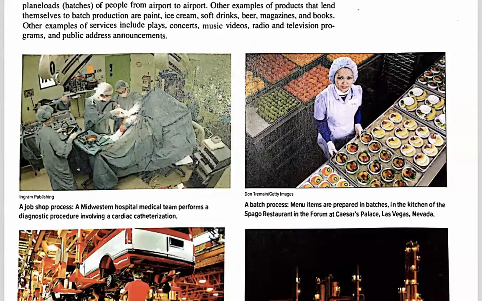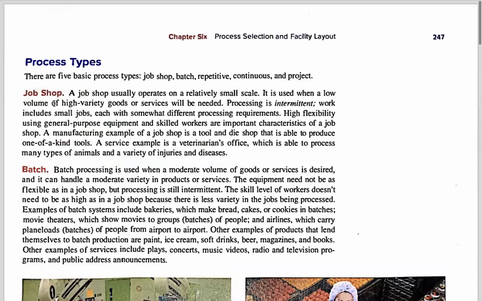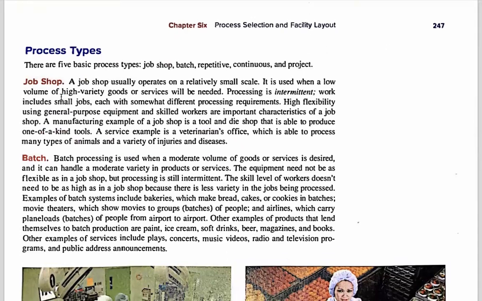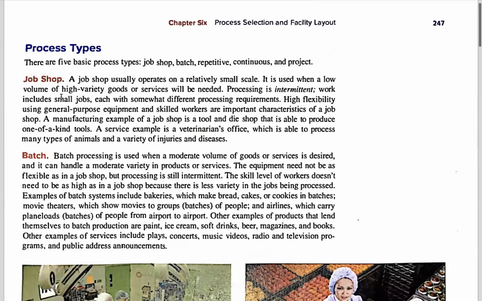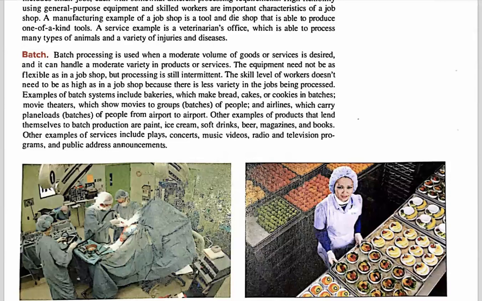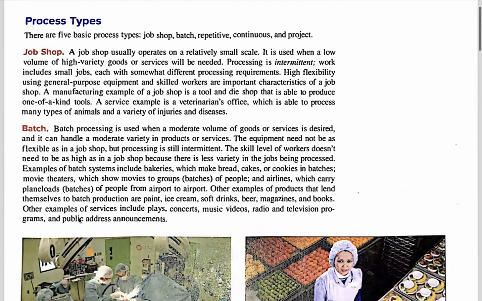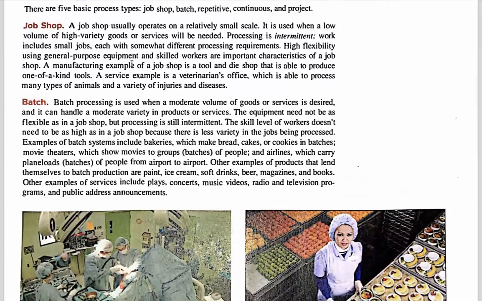So a car mechanic is an example of a job shop whereby only one car is being fixed. A hospital is also an example of a job shop where only one patient is being treated. You go to a dentist, again, that is a job shop because a dentist is only dealing with one patient at a time. Similarly, if you go to a barber for a haircut, that's also a job shop because a barber is only dealing with one customer at a time. So these are examples of job shop.